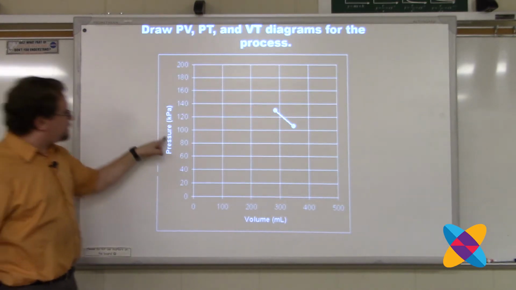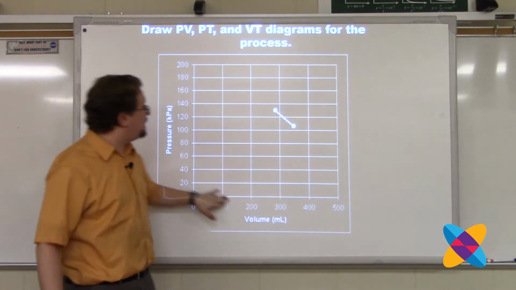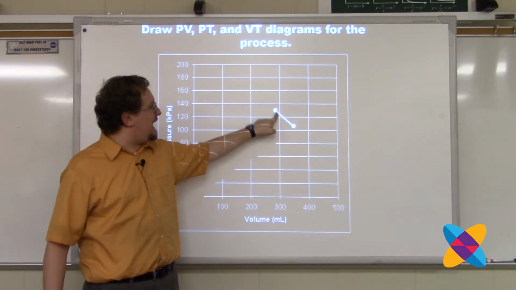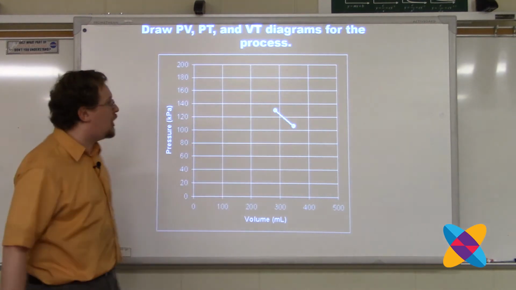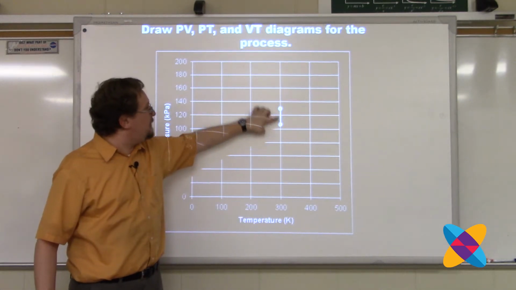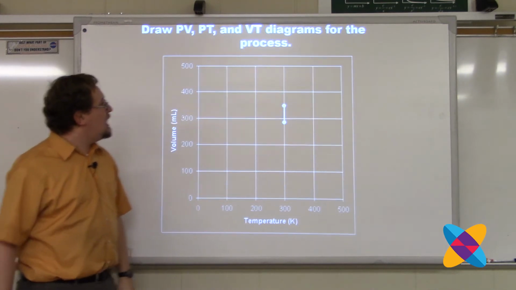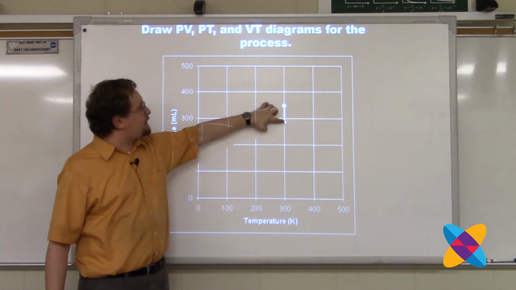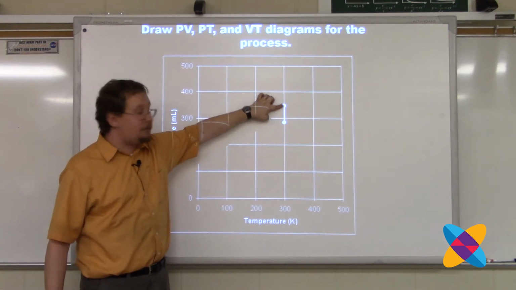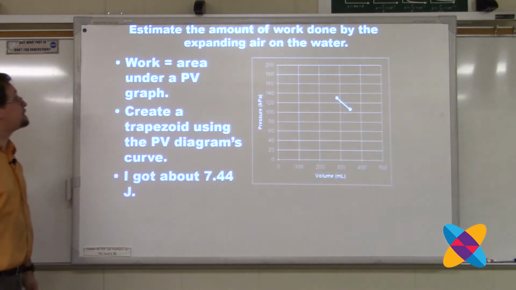Okay, here's a pressure-volume diagram to scale. To scale. That should curve a little bit, but I can't see the curvature because it's so small. Here's a pressure-temperature diagram. We go from high pressure to low pressure, but the temperature stays the same. We go from a small volume to a big volume. As the air expands, temperature stays the same.